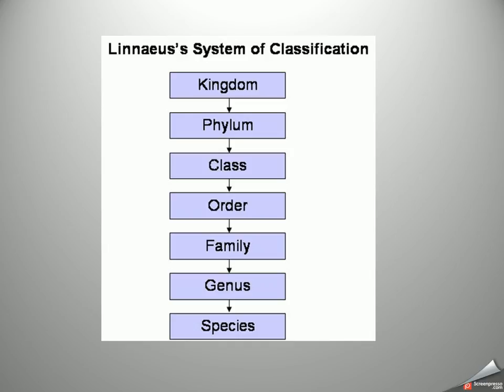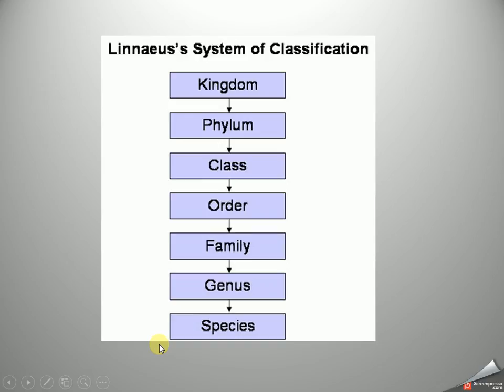Okay, so you have to know Carl Linnaeus' system of classification, and that is this right here. And easy peasy, it's kings play chess on fine glass sets. Those are the order of everything that you have to remember. Make sure you don't just remember kings play chess on fine glass sets. You've got to know what all of it stands for.